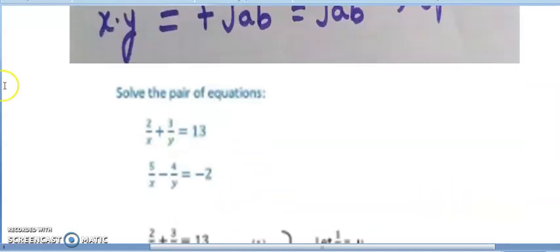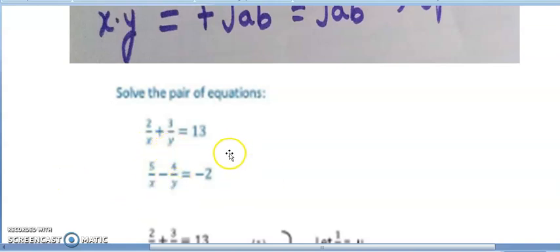So the next question is, solve the pair of equations 2 by x plus 3 by y is equal to 13, 5 by x minus 4 by y is equal to minus 2. Observe here I have 1 by x and here I have 1 by y. Similarly, in the second equation I have 1 by x, here I have minus 1 by y. In both, here also I have 1 by x, here also I have 1 by y.